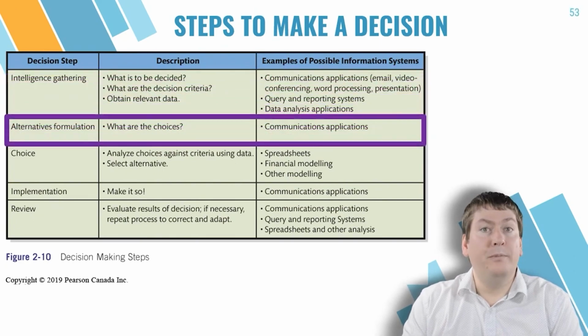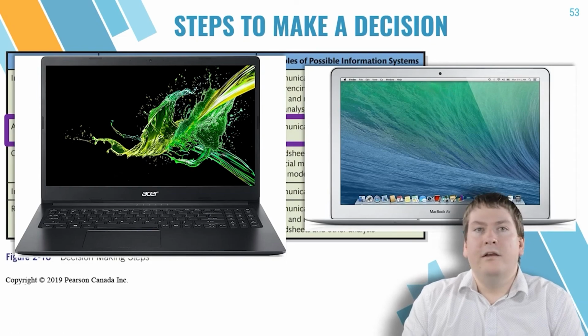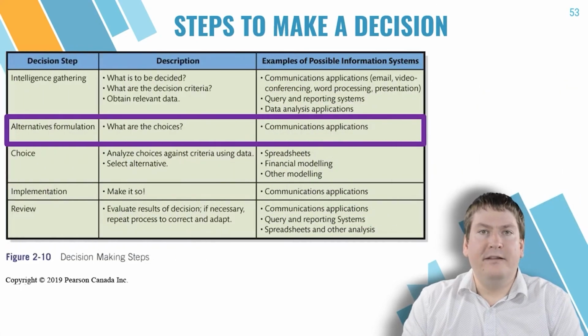The next step would be alternative formulation, where you consider alternatives and create a list of options. For example, maybe you're debating between an Acer laptop running Windows or an Apple MacBook Air. These would be the alternatives that you would analyze in your decision-making process. After creating a list of alternatives and collecting information about each, we'd move on to the next step, choice.